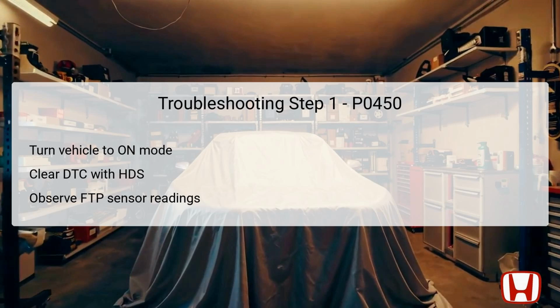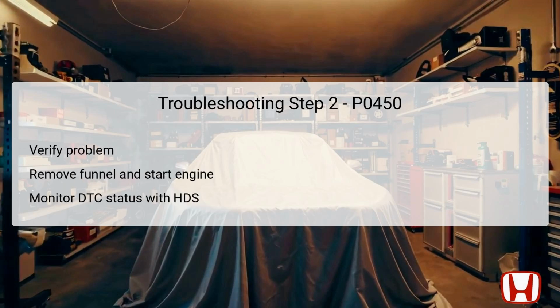If the readings confirm this threshold, it indicates that the system has registered appropriately, and you may proceed to the next troubleshooting step. Conversely, if the sensor's output does not meet the threshold, further investigation would be necessary. In this step, after ensuring that the FTP sensor is within the expected voltage range, the next important action is to verify the presence of the issue.